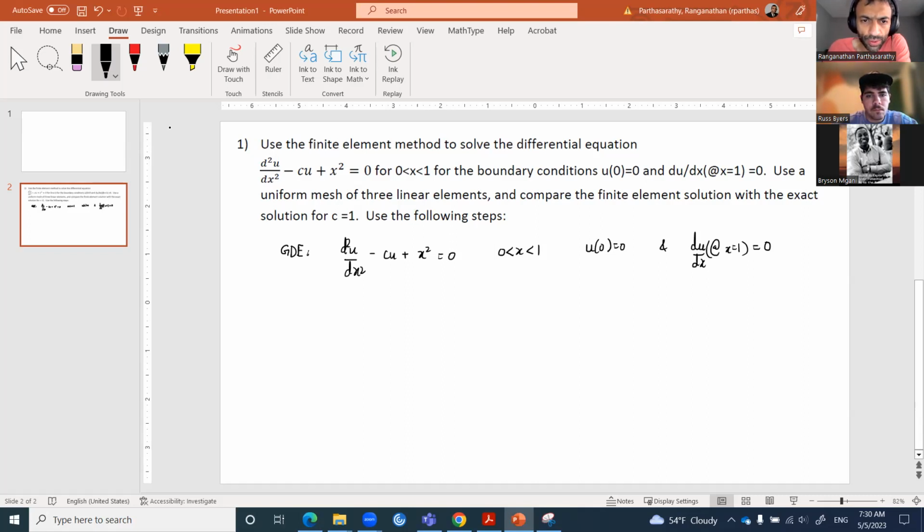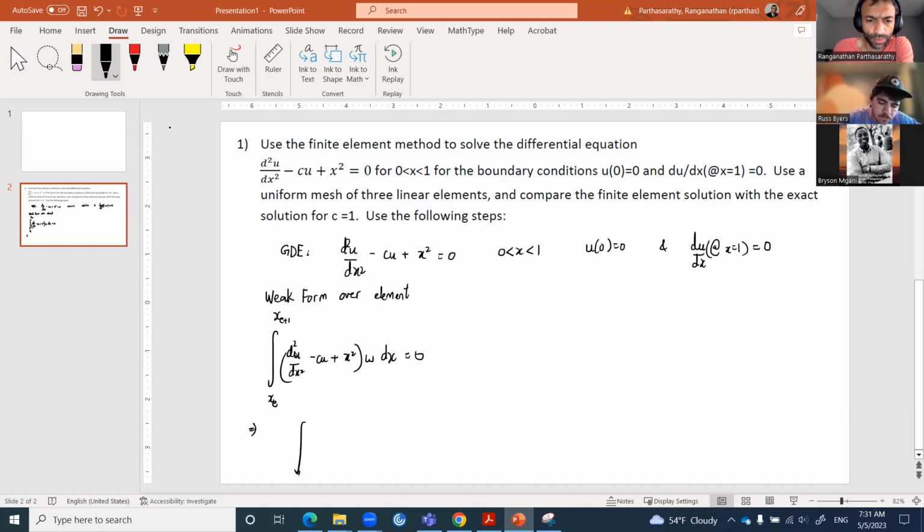So we will first get the weak form over an element, so x_e to x_e+1. Phi is the approximate solution.